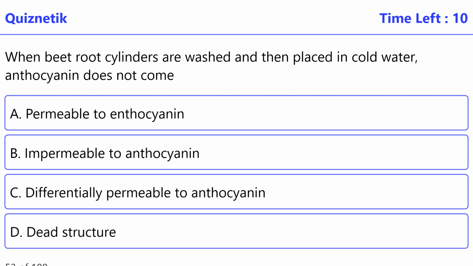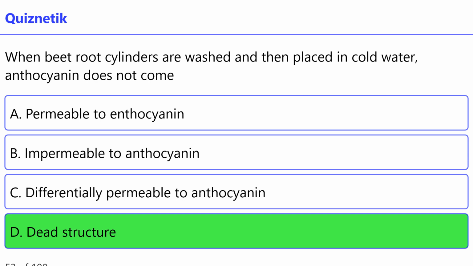When beetroot cylinders are washed and then placed in cold water, anthocyanin does not come out. This indicates that most likely the plasma membrane is F1990. The correct option is D, dead structure.